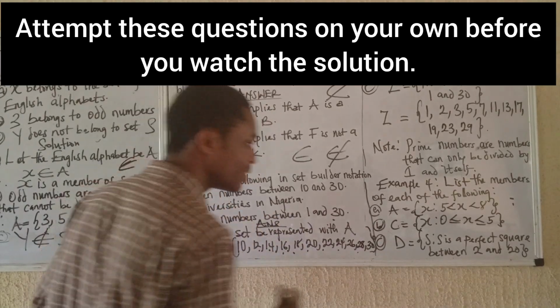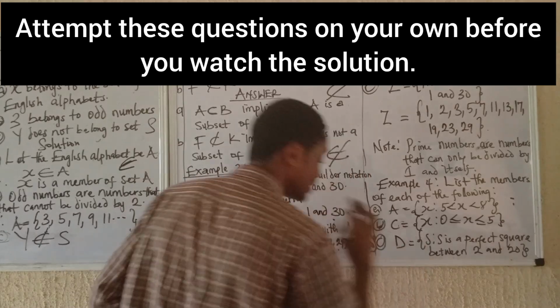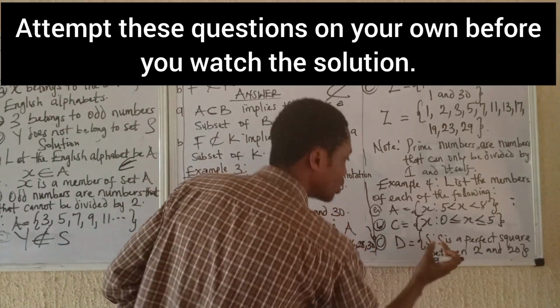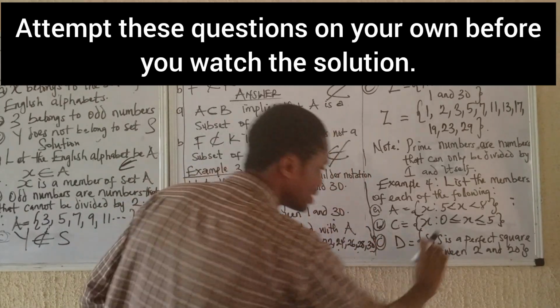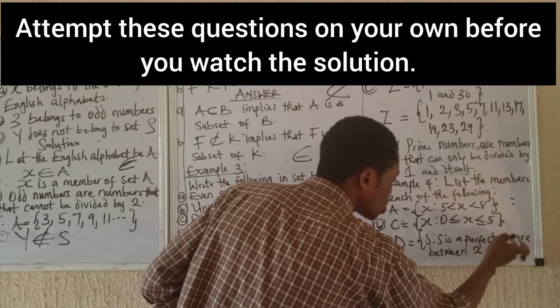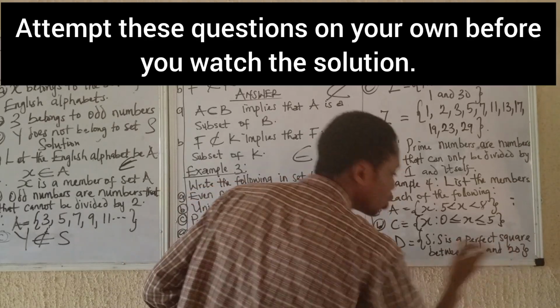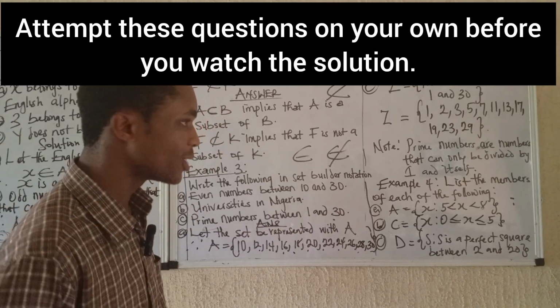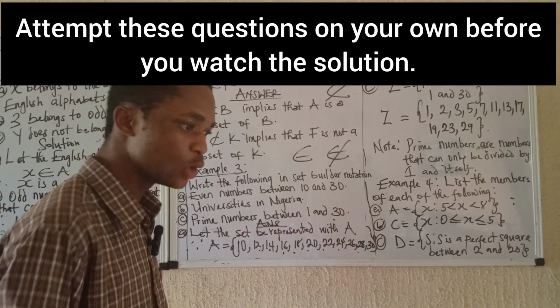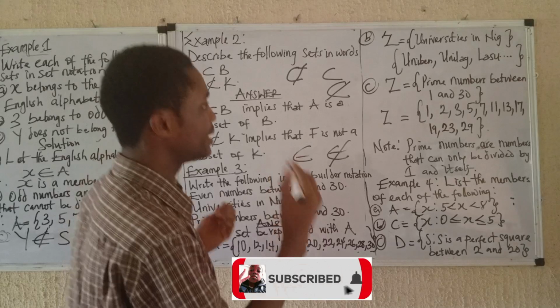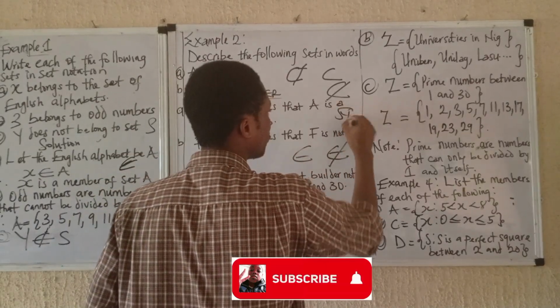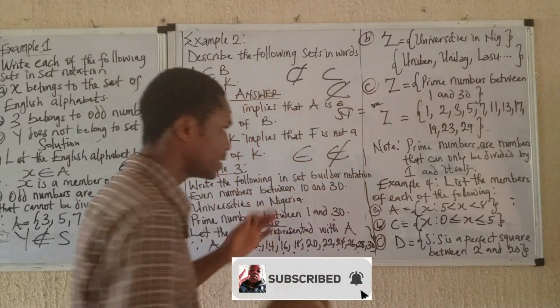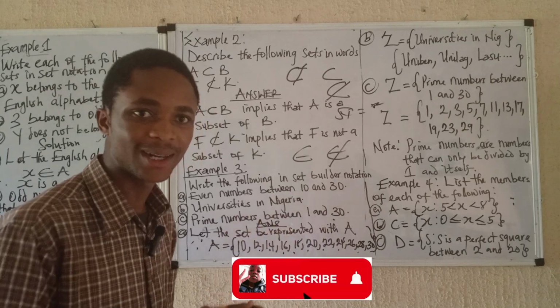Then set D contains elements S such that S is a perfect square between 2 and 20. What do you understand by the word perfect square? Perfect squares are numbers whose square root, for example the square root of 4 equals 2, gives you a whole number.